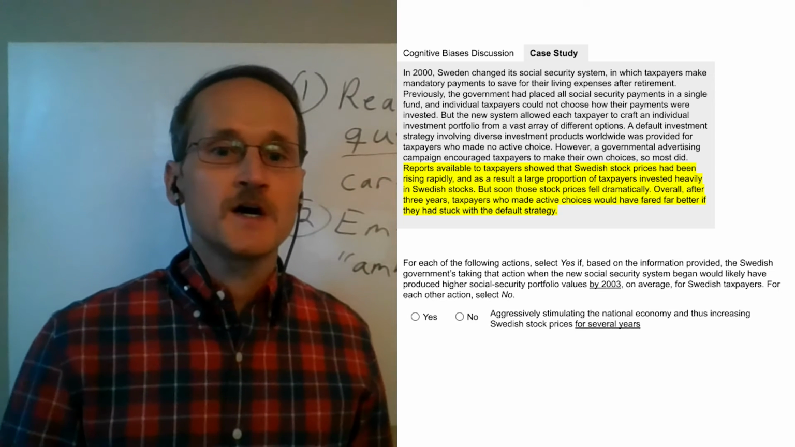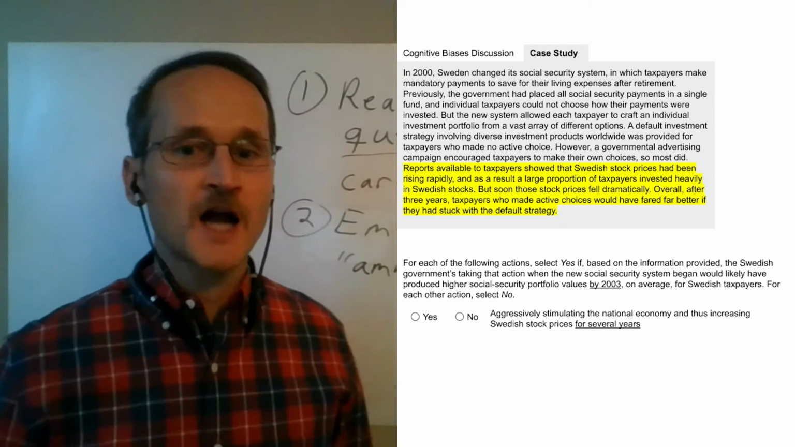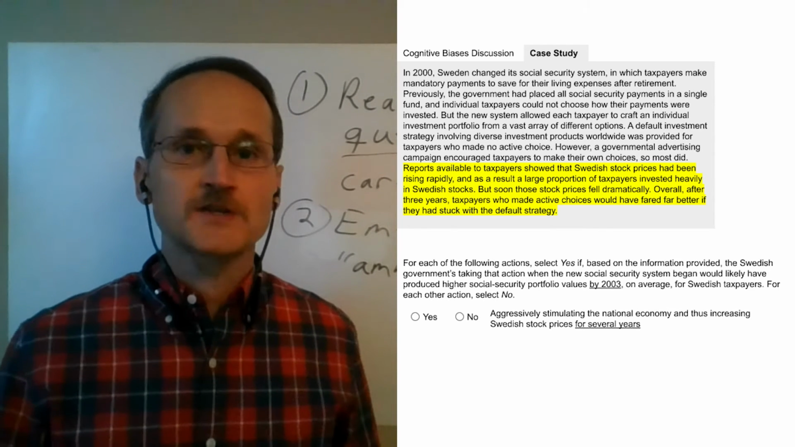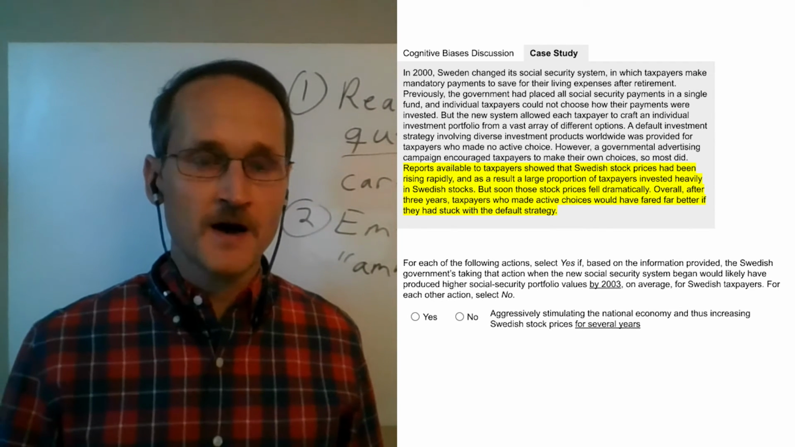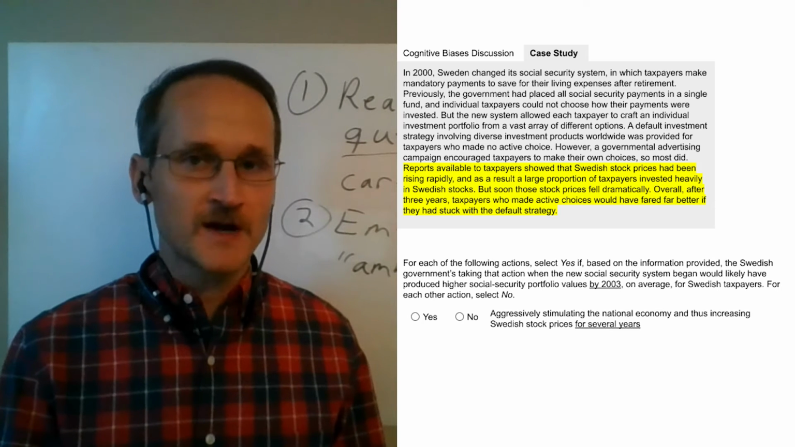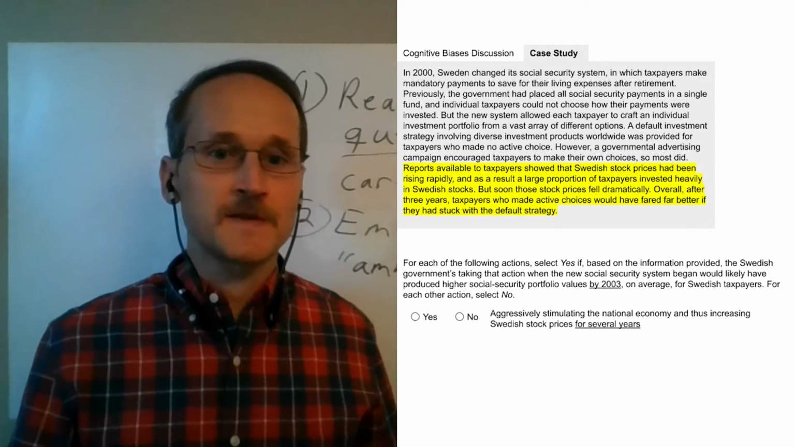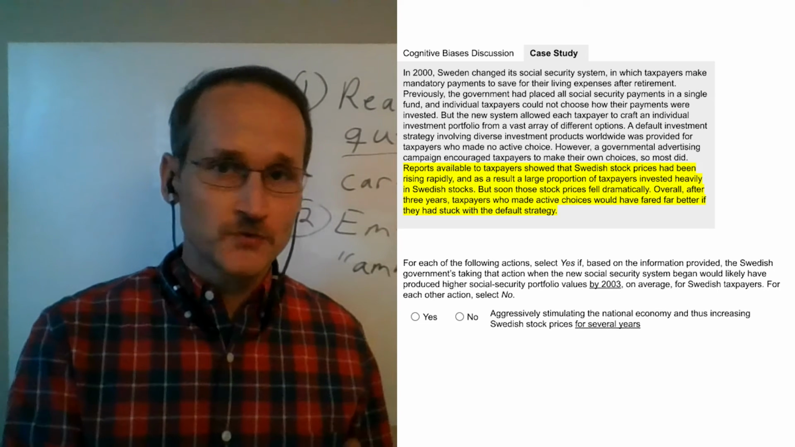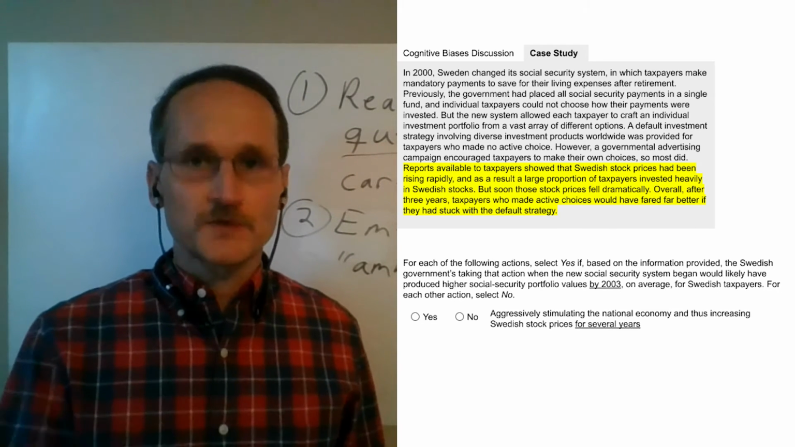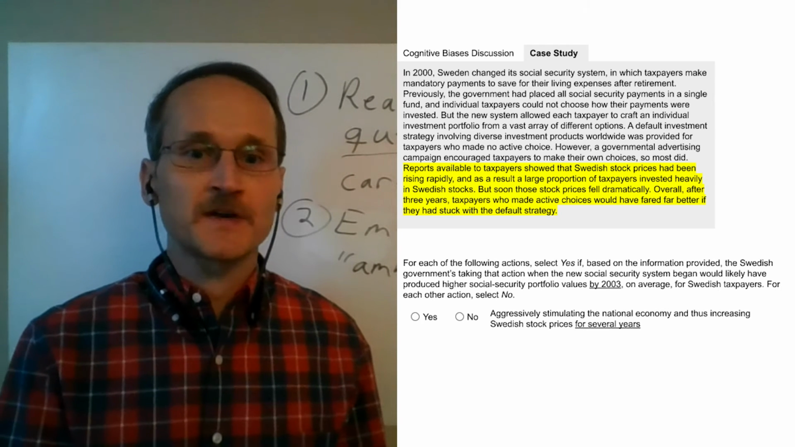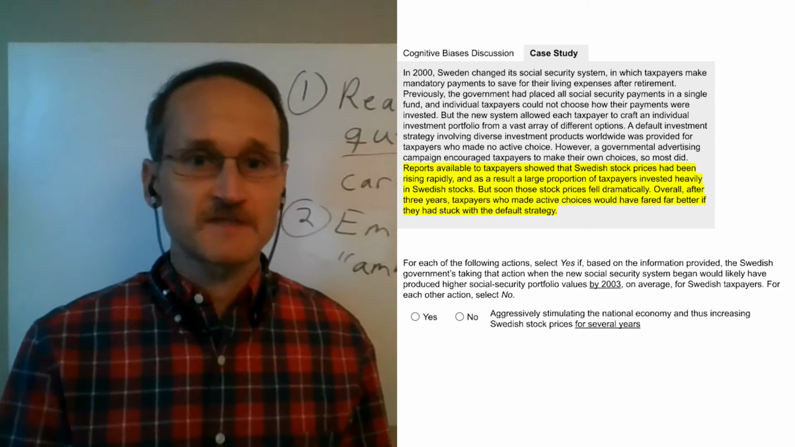The first one: aggressively stimulating the national economy and thus increasing Swedish stock prices for several years. So when I read this the first time, I thought, well, it was those reports of rapidly rising stocks that caused the problem in the first place. If we aggressively stimulate the economy, that's going to make matters worse, right? What I missed was the underlying part here: for several years. So they're aggressively stimulating the national economy for several years.